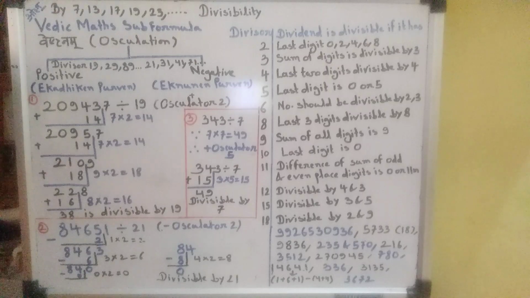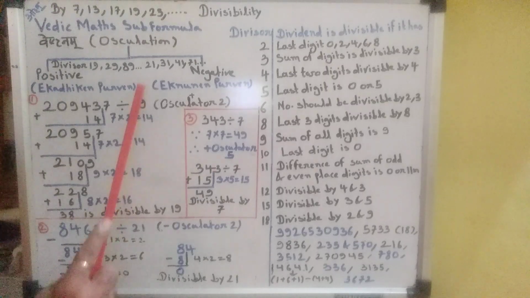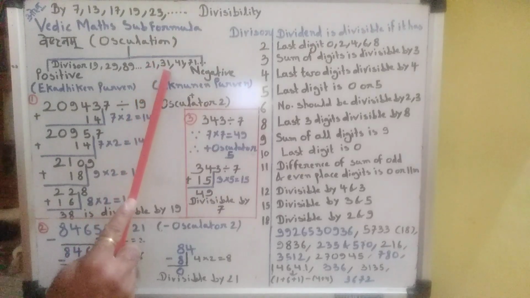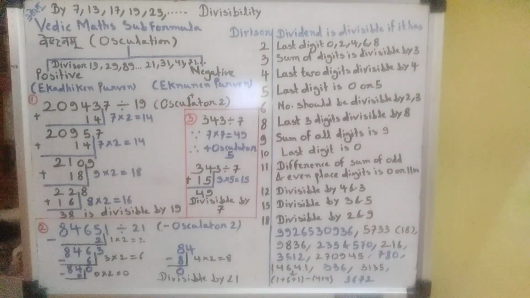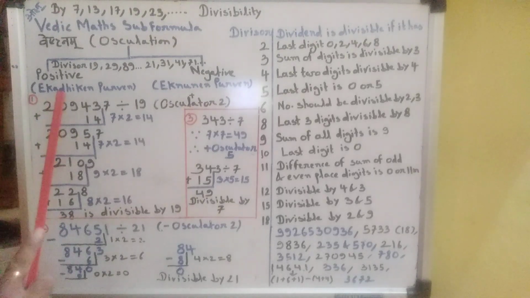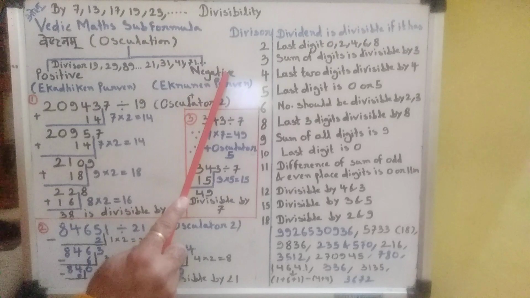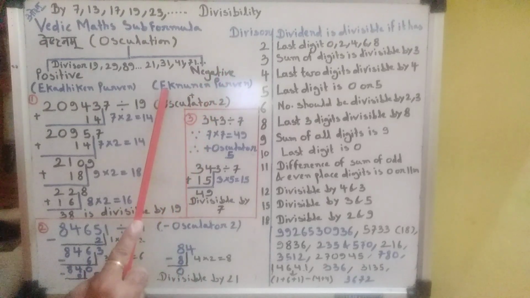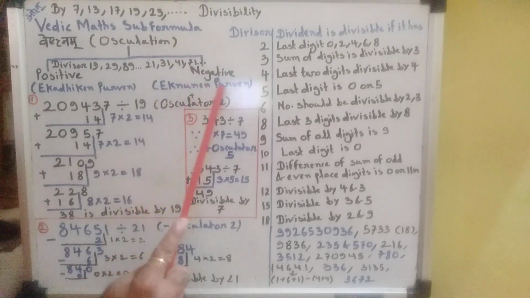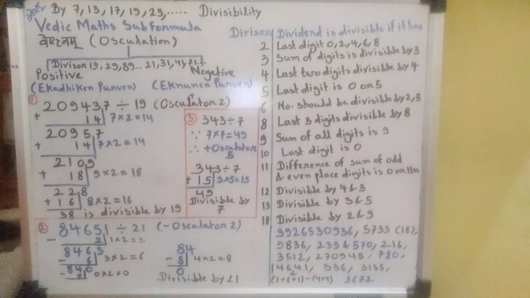And the negative osculation method is applicable when the divisor ends in 1. For example, 21, 31, 41, 71 and so on. To find the positive osculator, we use the Vedic math sutra Ekādhikena Pūrveṇa, meaning one more than the previous. And to find the negative osculator, we use the Vedic math sutra Ekanyūnena Pūrveṇa, meaning one less than the previous.